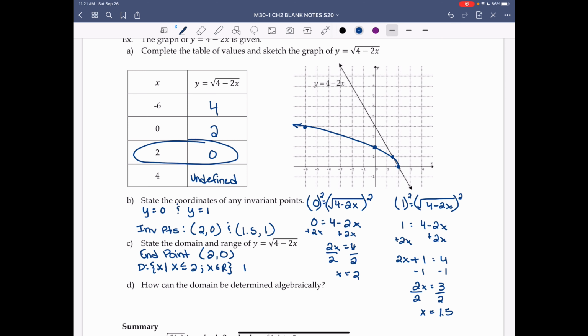And our range is y such that, so our endpoint is 0. We're square rooting, so we get positive numbers. So y such that y is greater than or equal to 0, y ∈ ℝ.